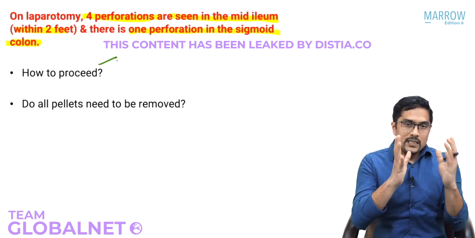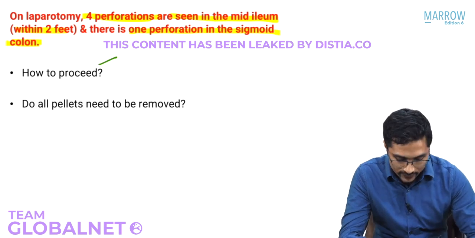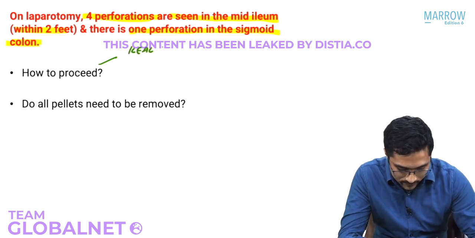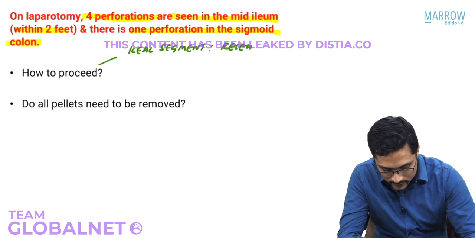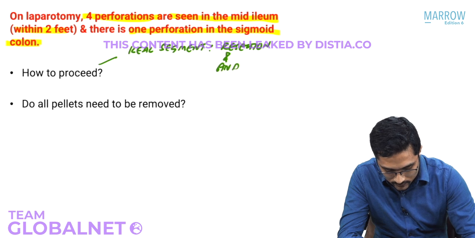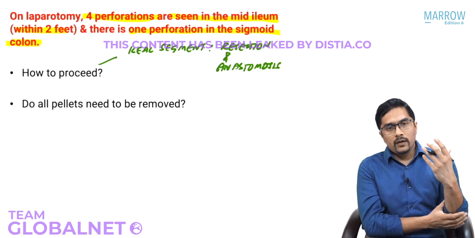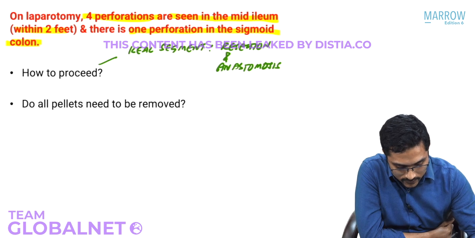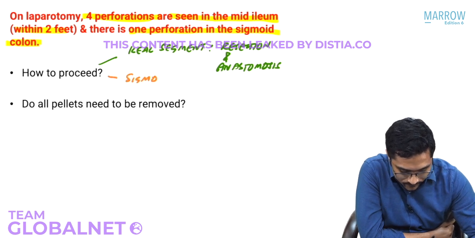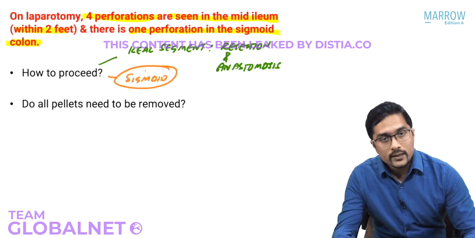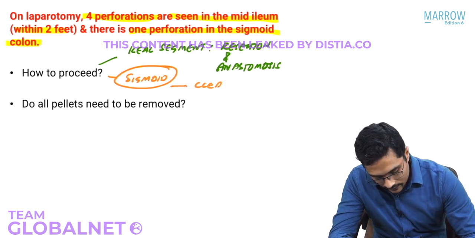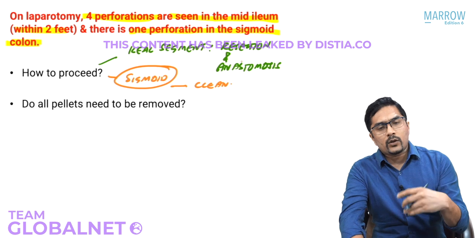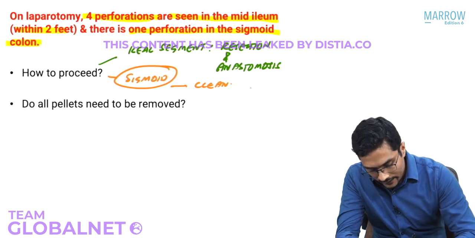So the 4 perforations in the ileum are close by within 2 feet. So for the ileal segment, we will do resection and anastomosis because they are within 2 feet of ileum. If you remove, not much is going to be affected. So you can easily do a resection and anastomosis there. For the sigmoid, if it's a clean wound, not much necrosis is there, then you can repair.